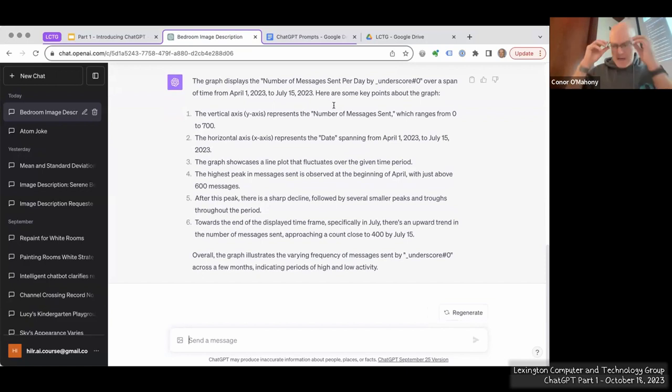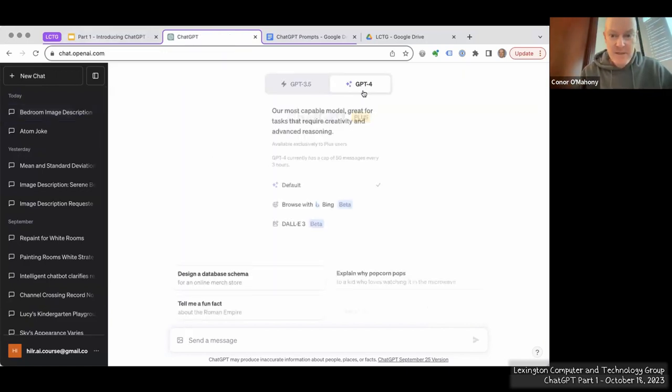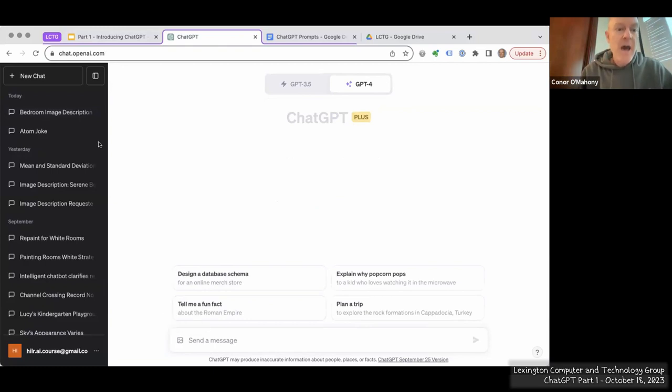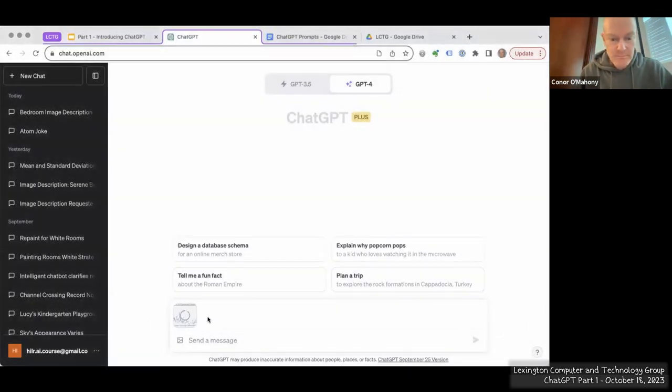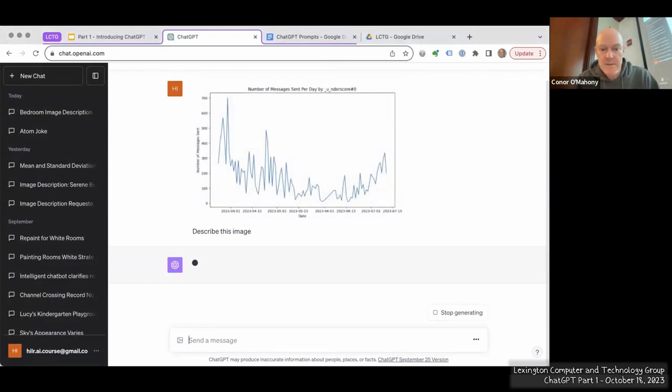You know what? Let's try a new chat so it doesn't have context. I just initiated a new one. And so what I'm going to do is attach that graph. And I'm just going to say, describe this image, see what it says.